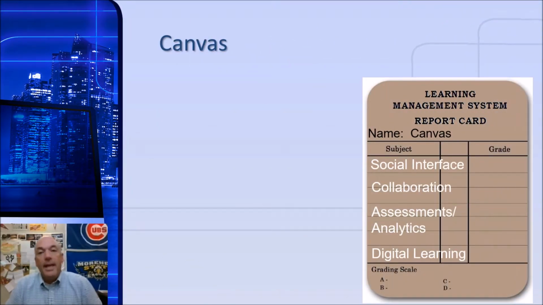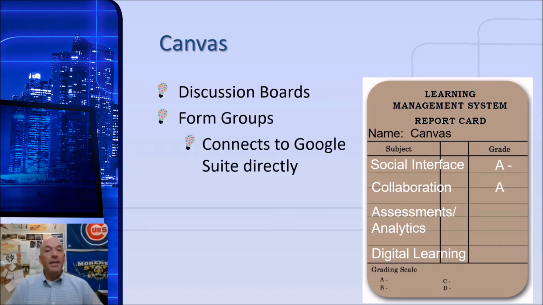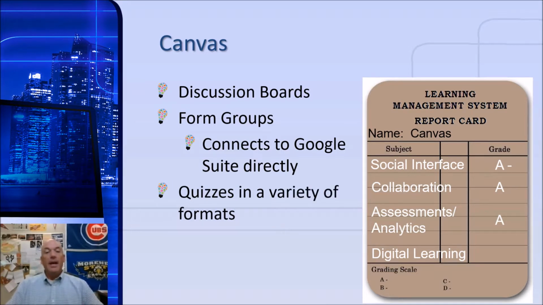Finally, let's take a look at Canvas. From a social interface standpoint, Canvas has discussion boards, which is a great feature. I like it, and I'm going to give that an A-. I'm not sure how the students feel quite about it yet, so we're going to keep that grade at an A-. From a collaboration standpoint, Canvas is great for being able to form groups, either self-created by the students or teacher-created, and it does connect directly to the Google Suite where they can share documents, and there's a lot of great features there. The assessment and analytics, I think, are far superior to what we've seen with Classroom and Edmodo.